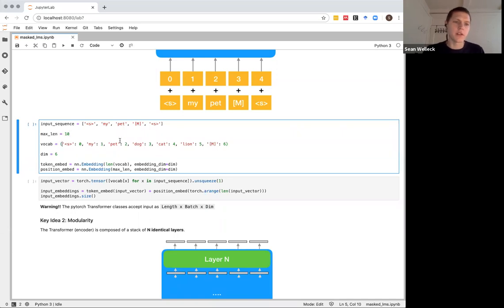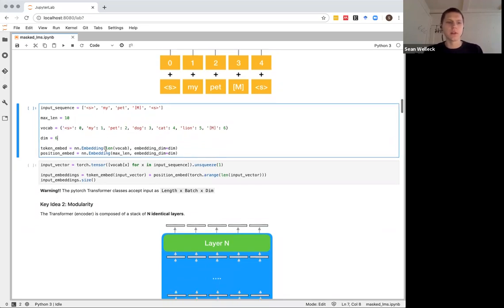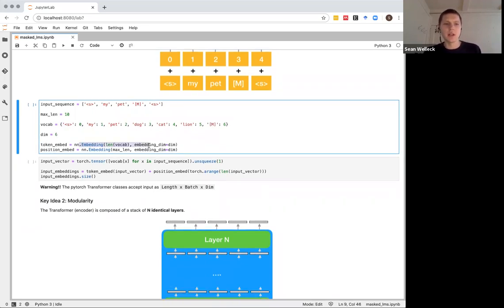Okay, so now we define our vocabulary. We've also called this a dictionary in other parts of the course, which is just mapping a token to some number. Now we're saying that we want our representation to have 6 dimensions. You could change this to whatever you want, 64 if you want. And so now we're going to have 2 different embeddings. One is going to be a token embedding, and that's going to be one embedding per item of the vocab. Then we're going to create a separate embedding, which is for the positions.